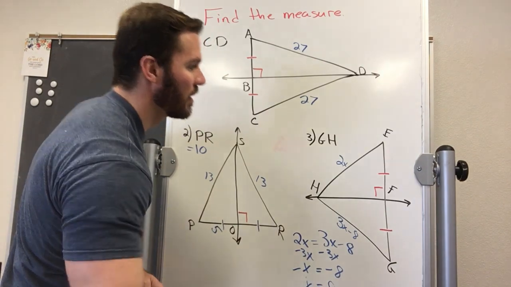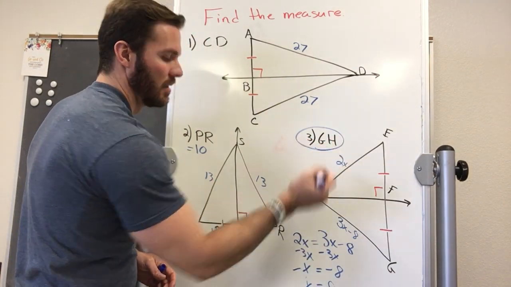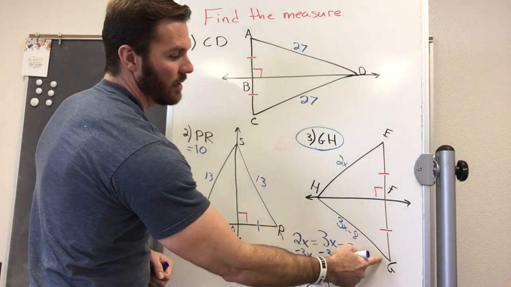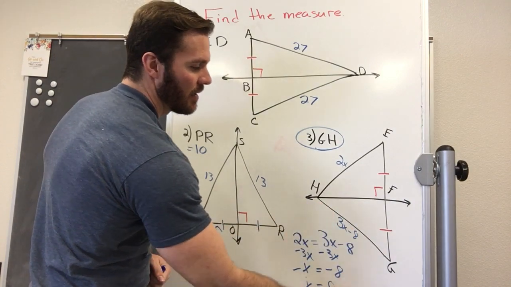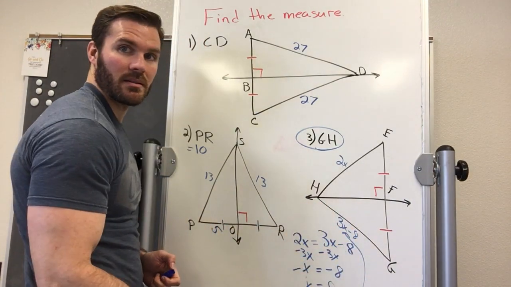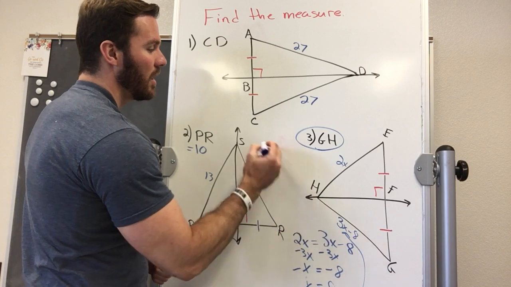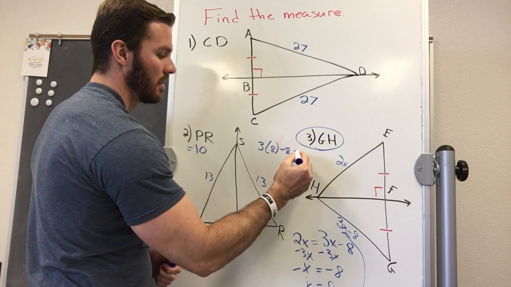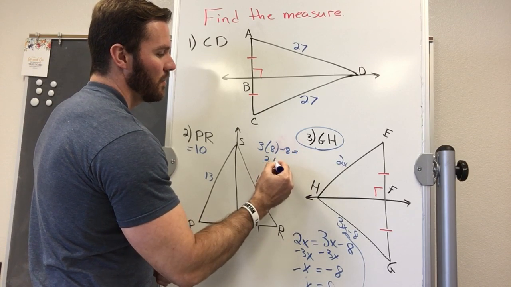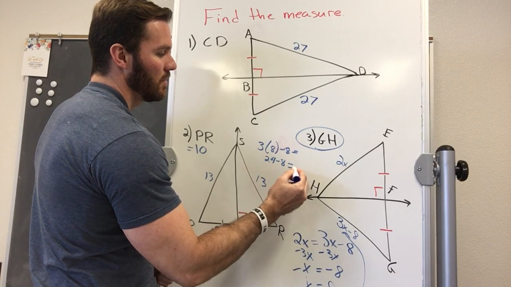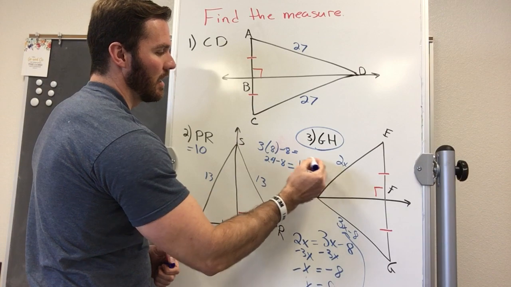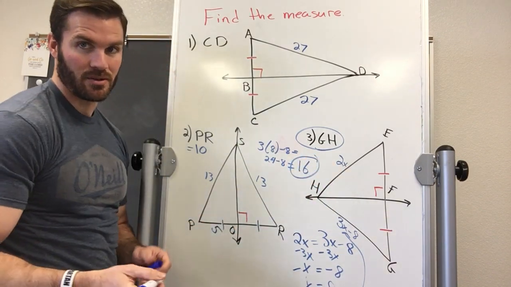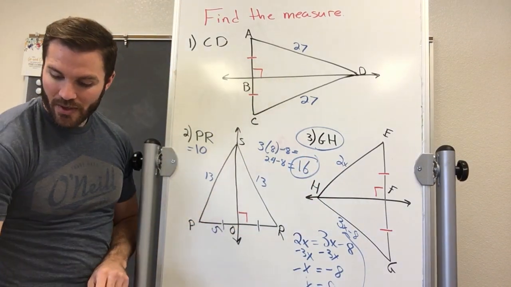We're looking for GH. So GH is right here. Plug in your x. All right? So now you get 3 times 8 minus 8. That's going to be 24 minus 8, which is 16. 16 is your answer. Okay, good luck with that.